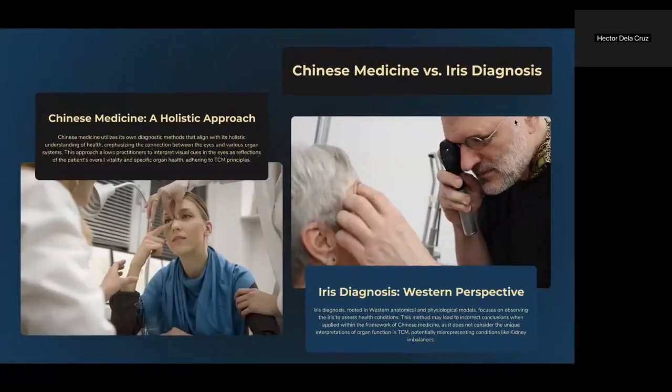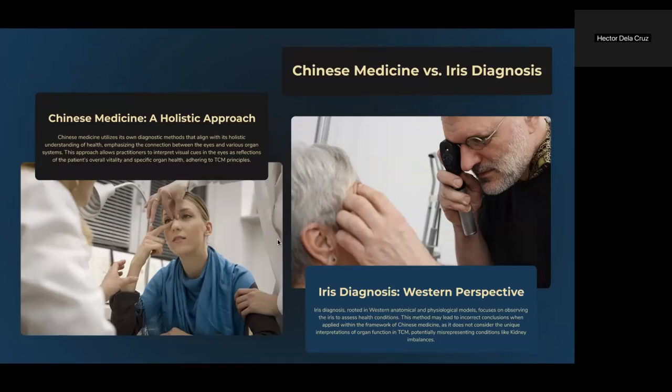Chinese medicine versus iris diagnosis. Chinese medicine utilizes its own diagnostic methods that align with its holistic understanding of health, emphasizing the connection between the eyes and various organ systems. This approach allows practitioners to interpret visual cues in the eyes as reflections of the patient's overall vitality and specific organ health, adhering to TCM principles.